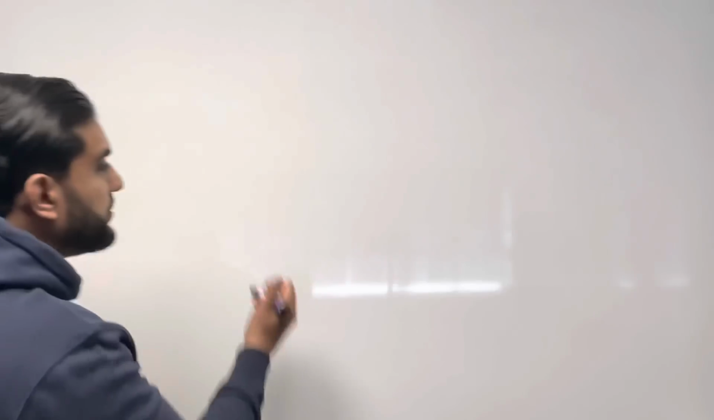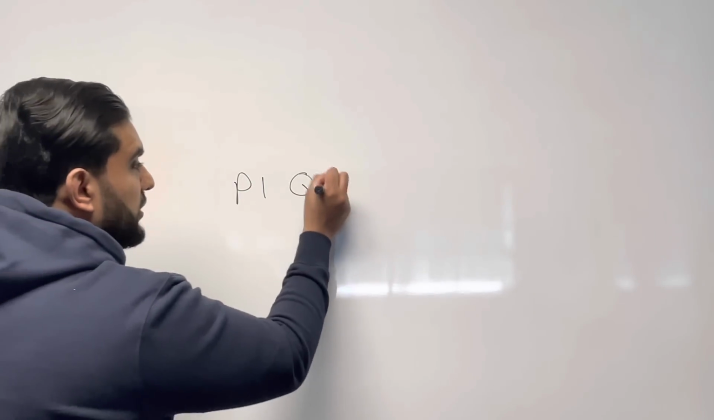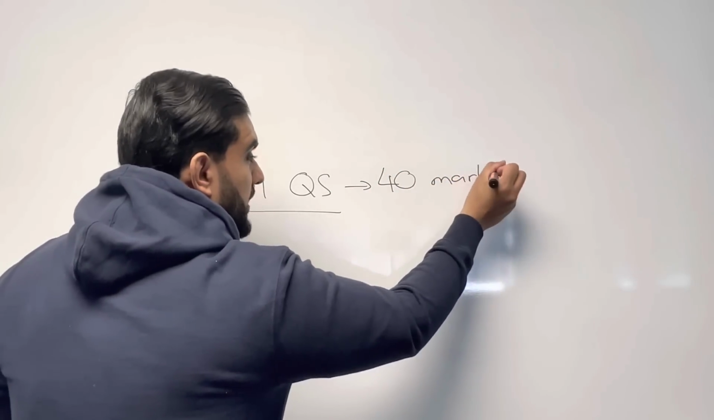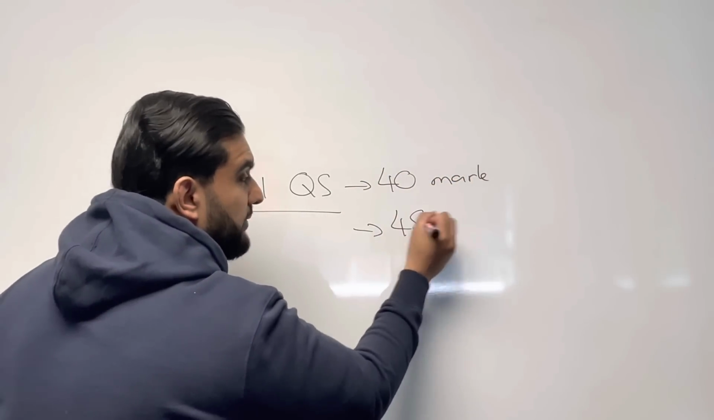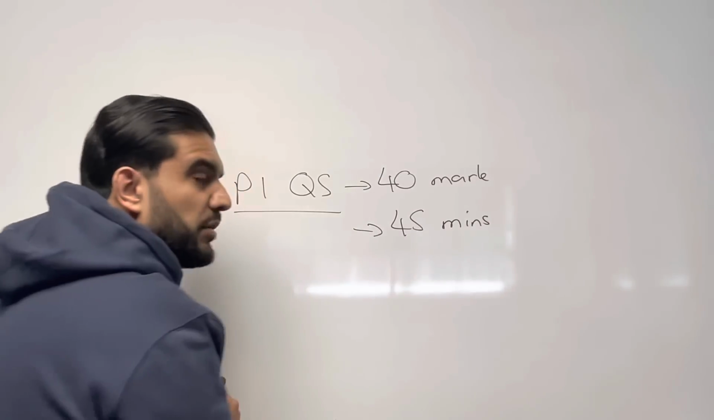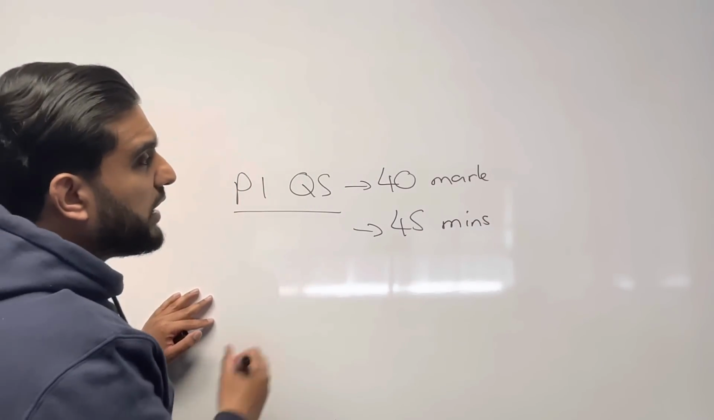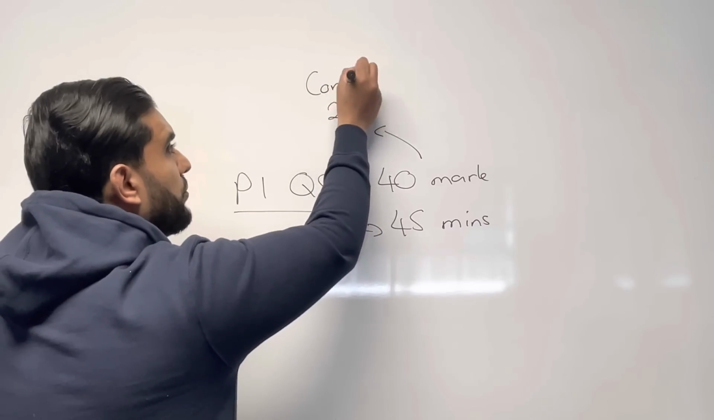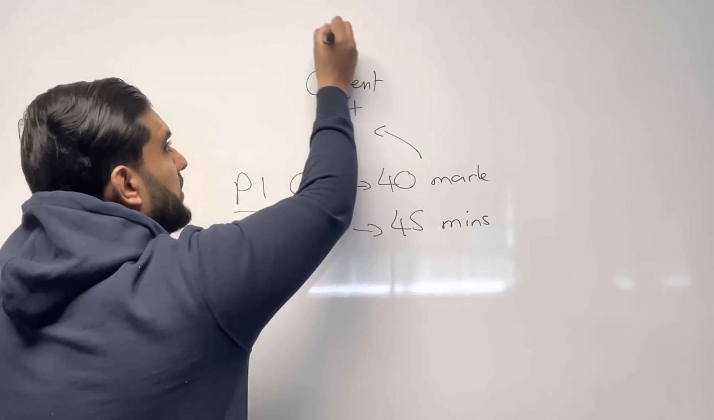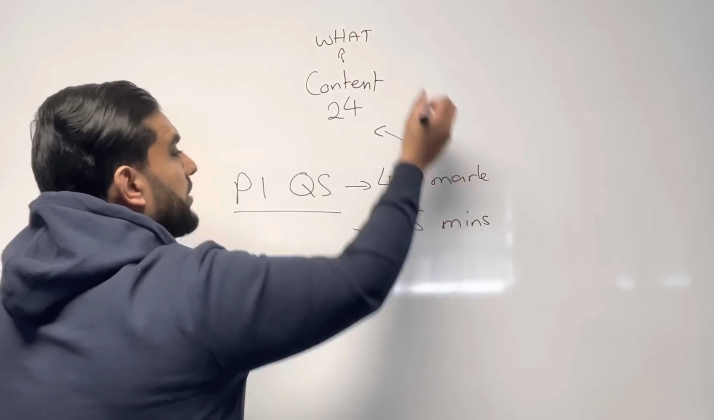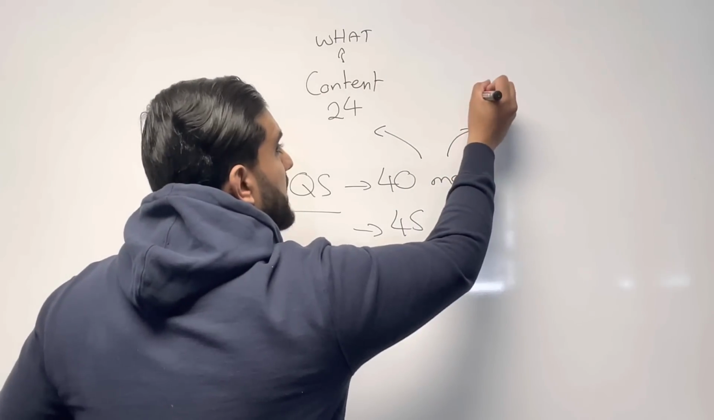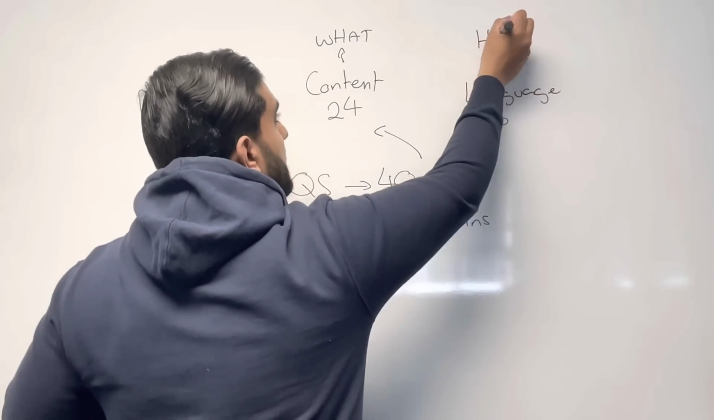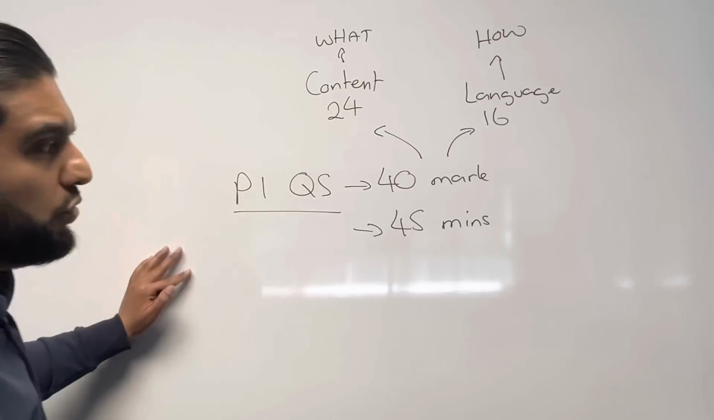Now let's go over question 5, guys. Let's go over some basics. So that paper 1 question 5, it is a 40-mark question, and you have 45 minutes to write up your response. Now, when it comes to 40 marks, you are marked out of 24 for your content, and this is what you are writing about. And you are marked out of 16 for your language, and this is how you are writing your story.